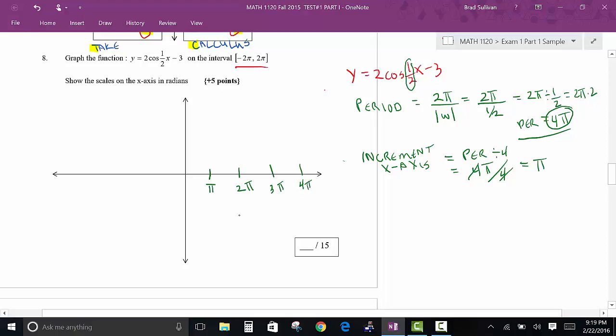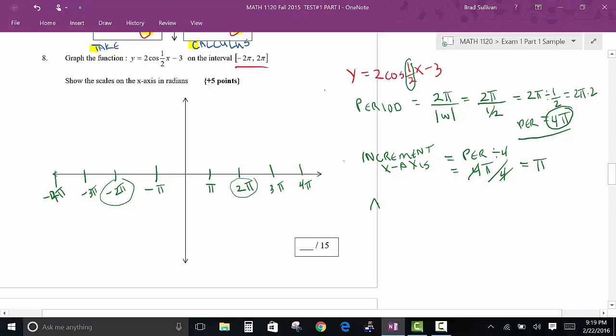One of the things I said is if you count this increment out, when you get to the 4th one, you'll end up at the period, like this. And then we're going to look at the graph basically from negative 2 pi to 2 pi. So I'm going to be interested in looking at the graph from there to there. All right, so that's step one. Get the period, get the increment.